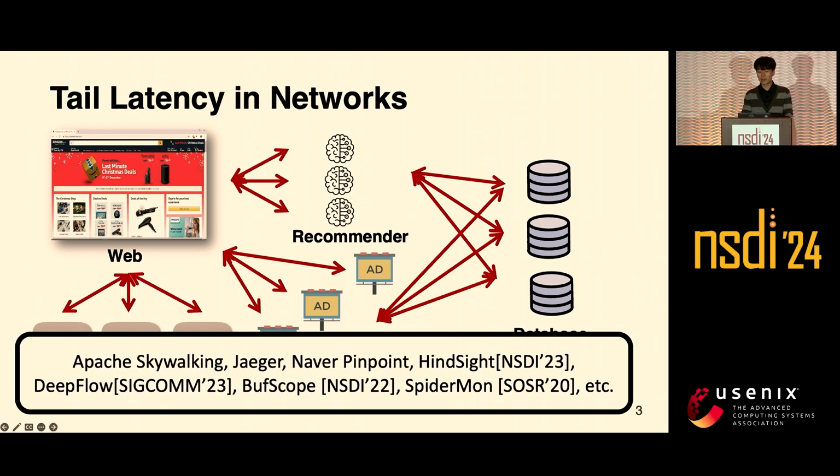As an effort to minimize the RPC tail latency, an extensive stream of research has been trying to diagnose and mitigate tail latency on the network side, such as Hinside or Bobscope, which were presented in previous NSDIs. However, they treat RPC applications as a black box and can only identify which part of the application has a high tail latency without telling us why.